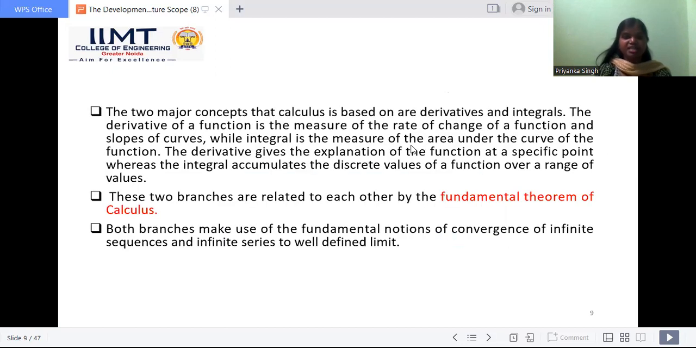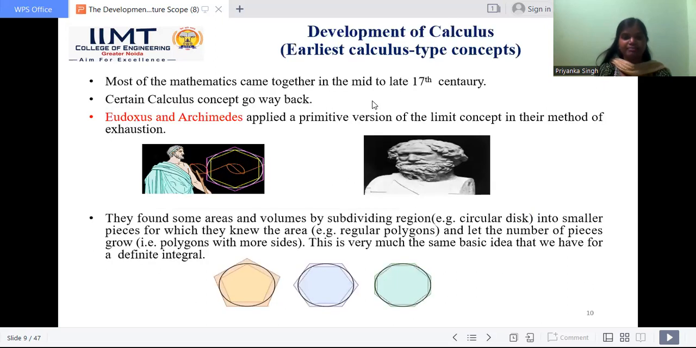The two major concepts that calculus is based on are derivatives and integrals. The derivative of a function is the measure of the rate of change of a function and the slope of a curve, while the integral is the measure of the area under the curve of the function. The derivative gives the explanation of the function at a specific point, whereas the integral accumulates the discrete values of a function over a range of values. These two branches are related to each other by the fundamental theorem of calculus. Both branches make use of the fundamental notions of convergence of infinite sequences and infinite series to well-defined limits.